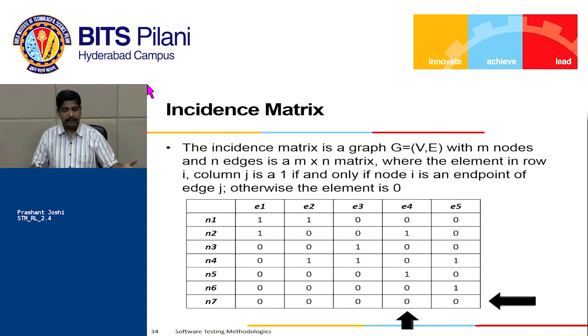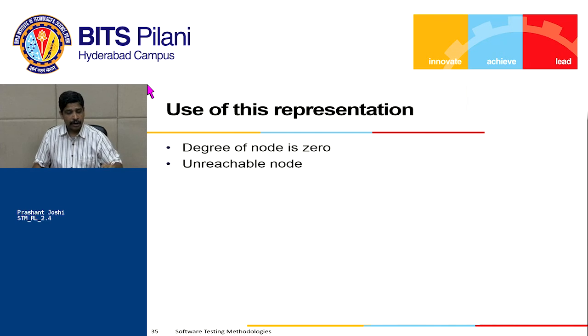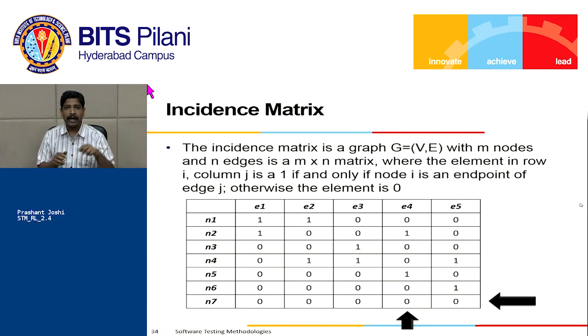So this is an incidence matrix. You should look at what an incidence matrix is. For a graph with m nodes and n edges, it is an m by n matrix where the element in row i, column j is 1 if and only if node i is an endpoint of edge j, otherwise the element is 0. And this incidence matrix provides us the quality and how we could figure out the unreachable node. So one of the nodes is unreachable in our graph. Do you remember that? Yeah, that's what it is, and it is marked over here with those black arrows.